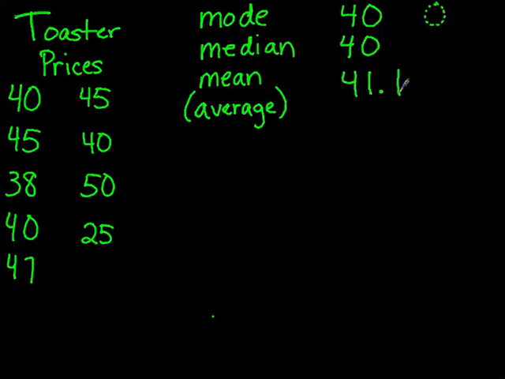So the mean is a way of describing the whole set of numbers. It's kind of like a summary. What is the typical price of a toaster? In this set, it was 41.1.